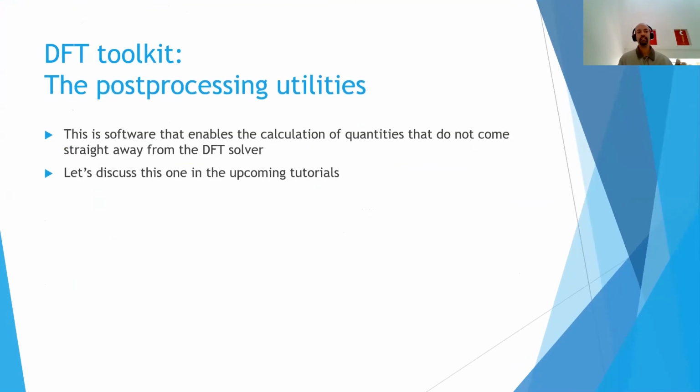Now, the last box in the toolkit is the post-processing utilities. These do things with the DFT outputs that can be translated into other stuff that we can interpret. I will talk more about this in the upcoming tutorials, post-processing your DFT results.